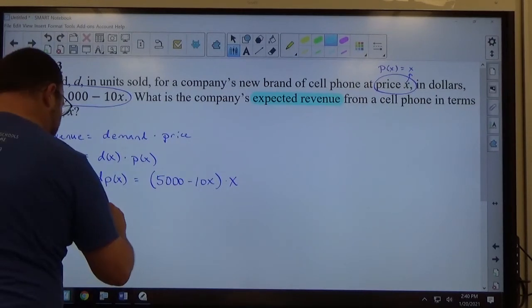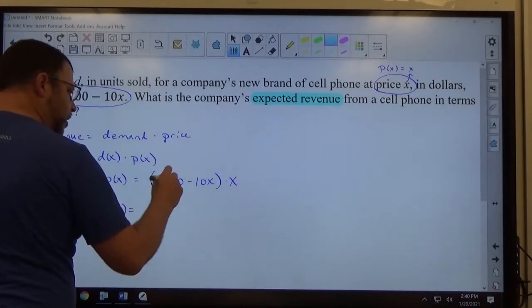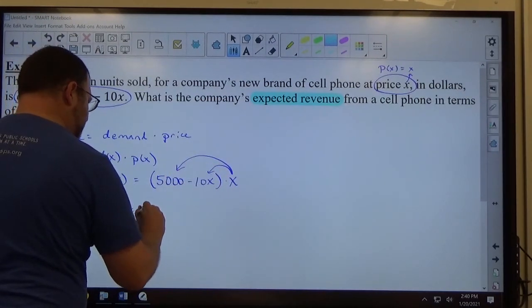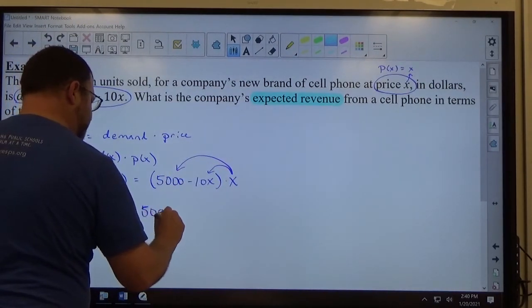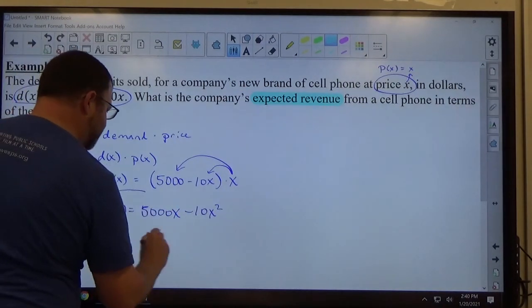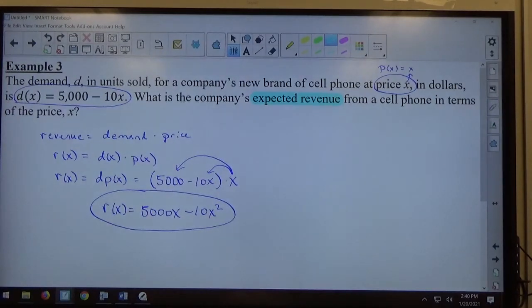So my revenue function is going to be, if I distribute, this is X times this and X times that, it's going to give me 5,000X minus 10X squared. So that's part A. There's the revenue function. Part of the revenue function is domain.